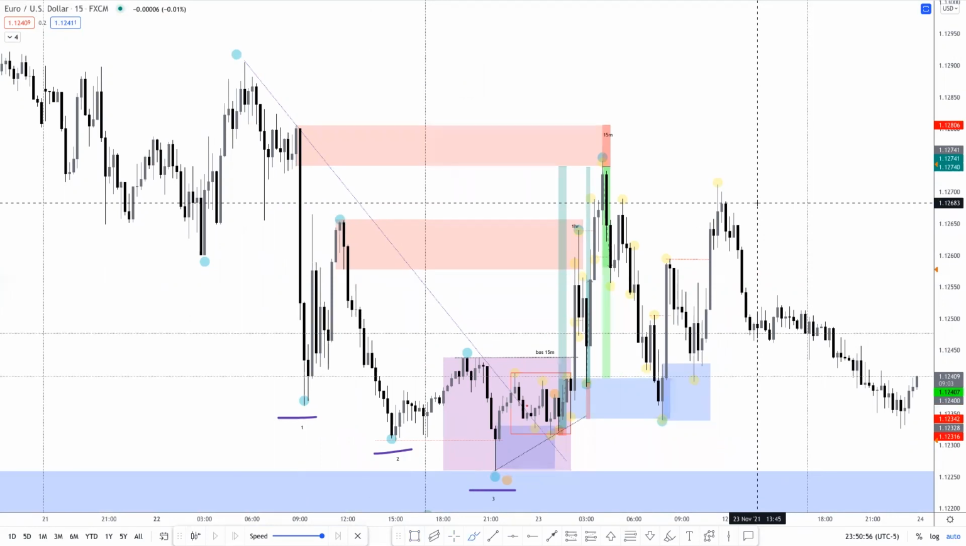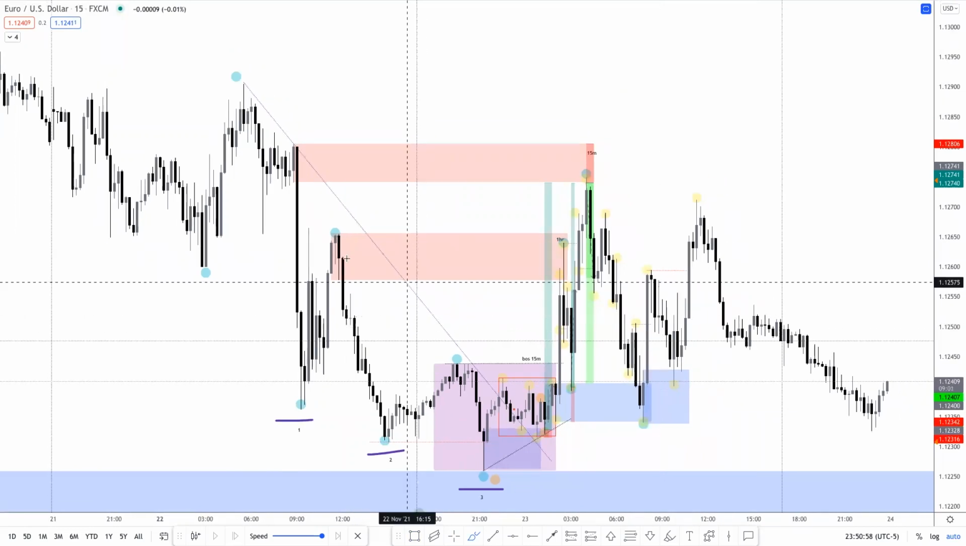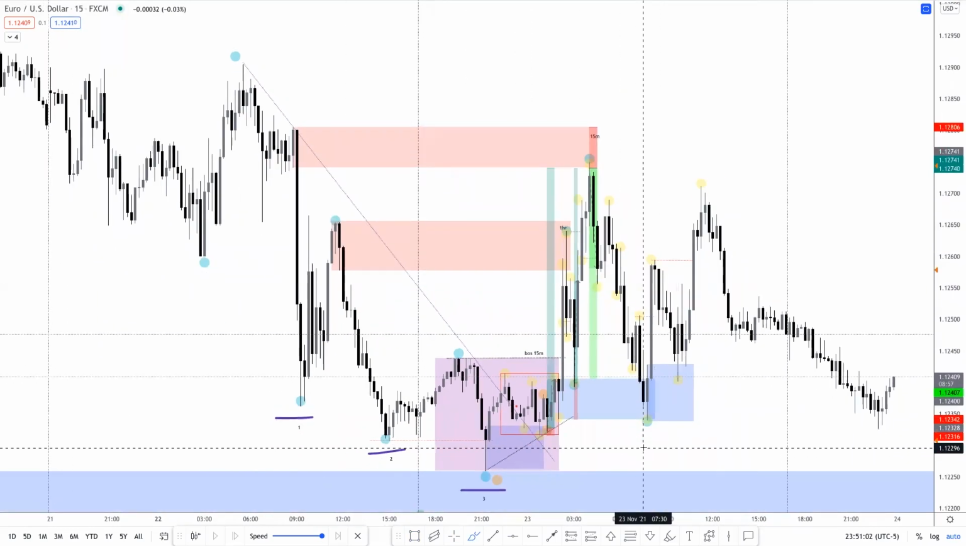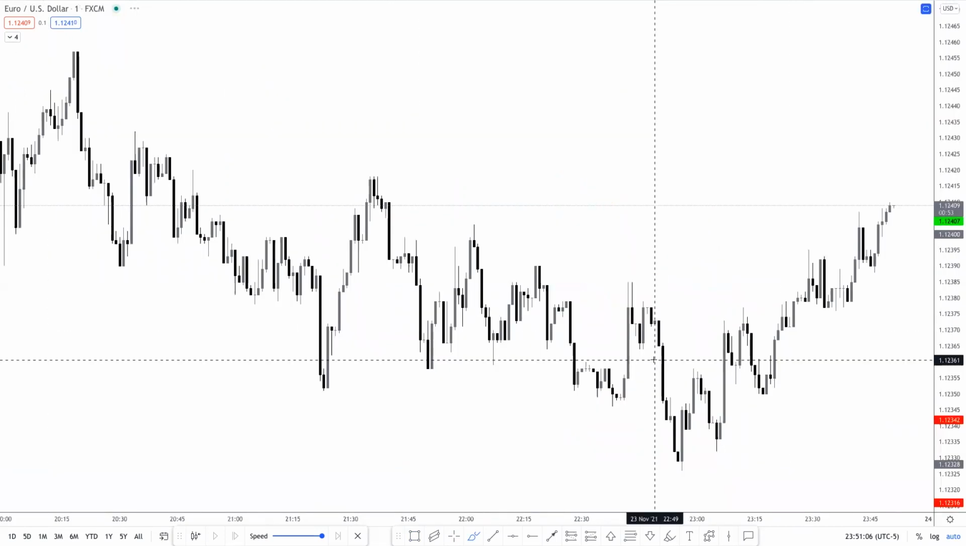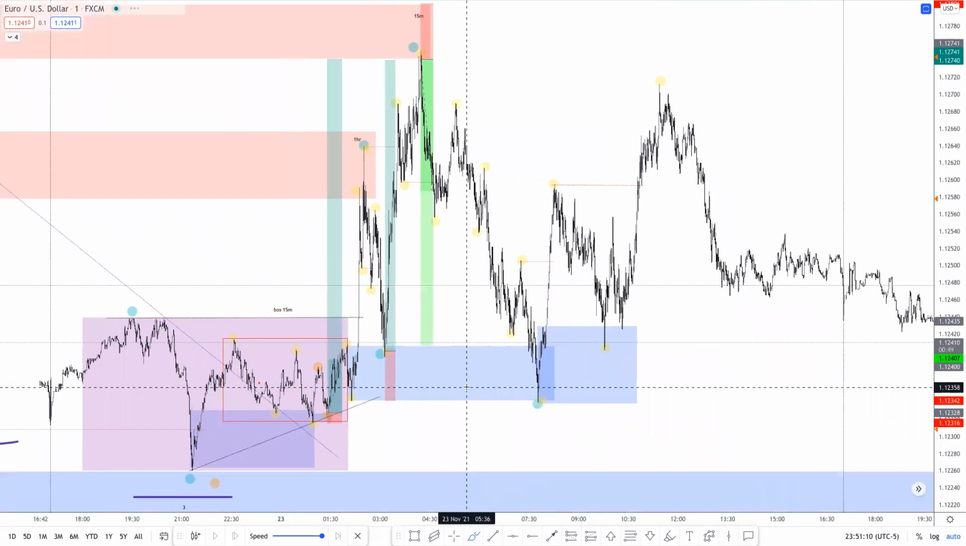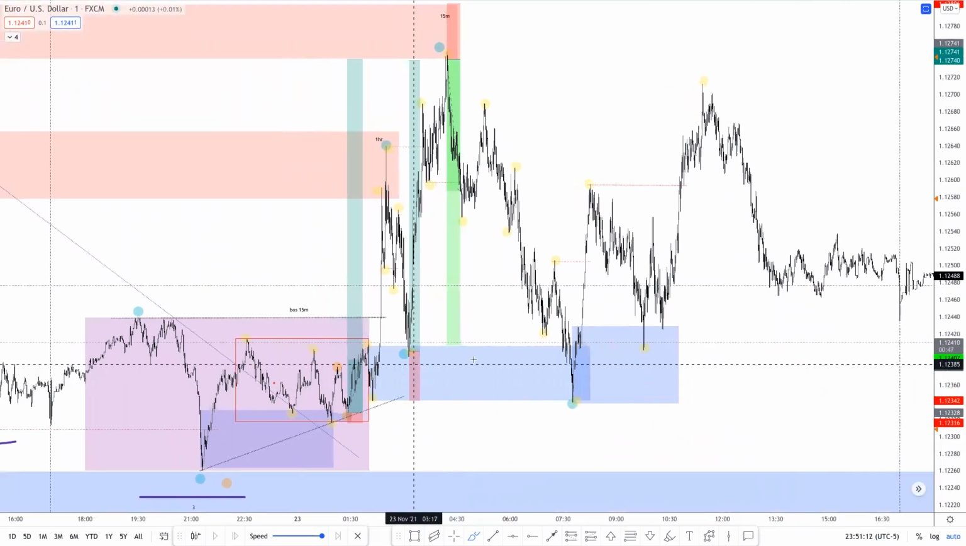But anyways, now that we know from our 15-minute or higher time frames that we're looking for buys, let's go ahead and move into some of the lower time frames where we made some refinements, right? And these refinements right here pretty much allowed us to catch all of these moves.